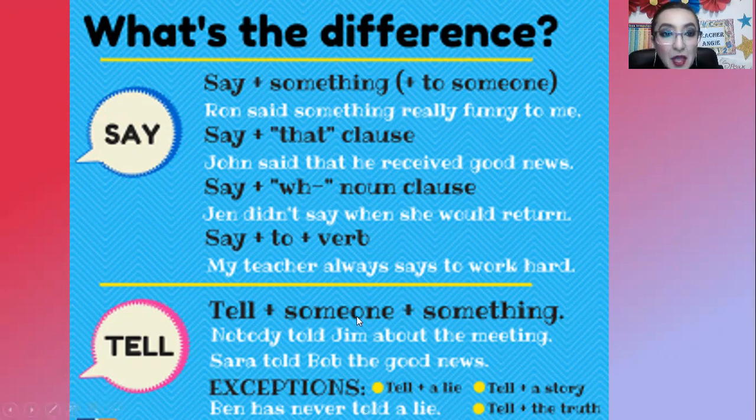Okay, that's excellent. But now we are going to have tell someone something. Nobody told Jim about the meeting. Sarah told Bob the good news. But as we were learning in the last slide, we have some exceptions: tell a lie, tell a story, or tell the truth. With those three or four, we are going to be using tell, not say, okay? Ben has never told a lie. Excellent, those are exceptions.